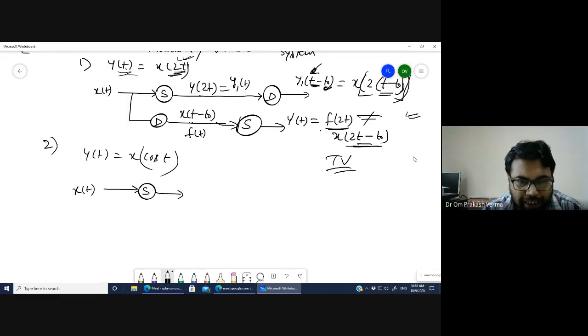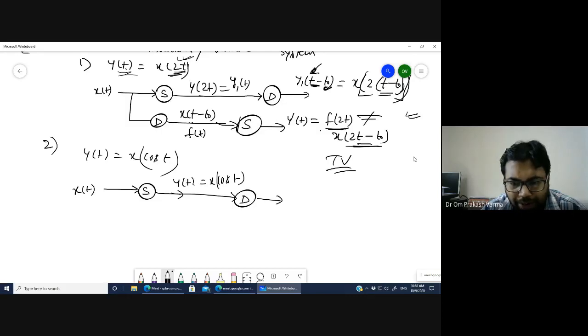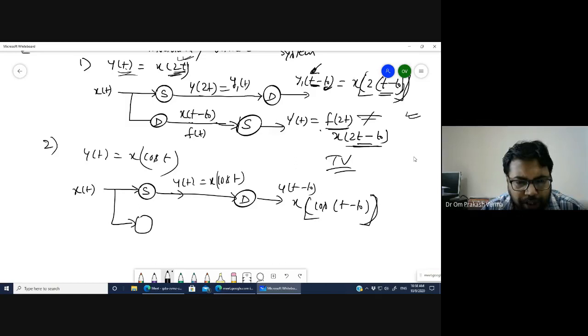Okay, so y(t) is equal to x of cos t. x(t) is passing to some system. System will produce nothing but x of cos t, right? Then you provide the delay. And what will the delay do? y(t minus t naught). So it will provide x of cos(t minus t naught). Nothing else, right? Now, see, first provide the delay.